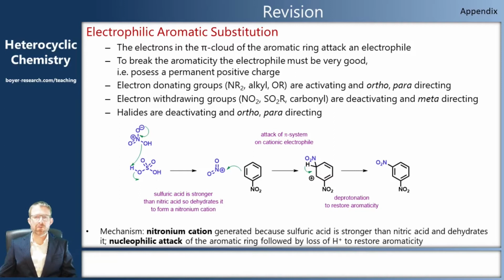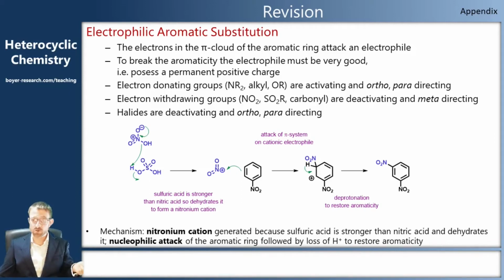In this process, we remember that the different groups around the ring are really important in determining selectivity. Electron donating groups, such as an amine or an alcohol or an alkyl group, are activating. They funnel electrons into the ring, and then they direct ortho or para to their position. Electron withdrawing groups deactivate the ring, they take electron density out of the ring, and they direct to meta. Halides have a bit of both, whereby they're deactivating because they're electronegative, but they're ortho and para directing because their lone pairs donate into the ring.